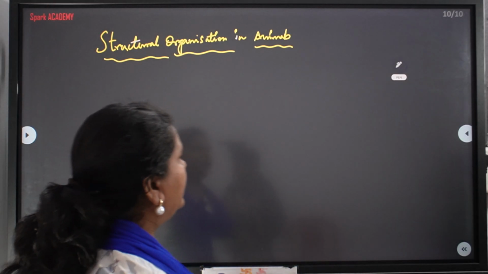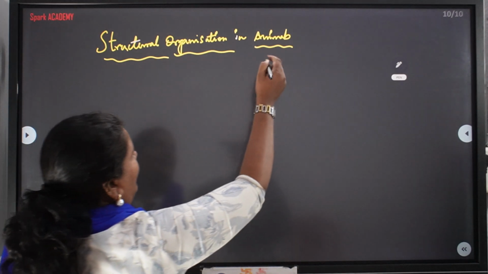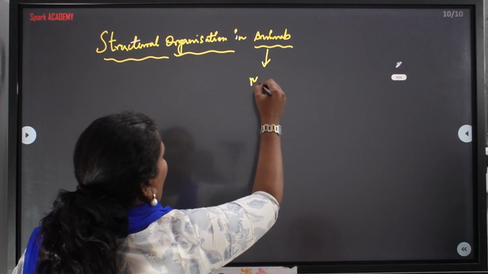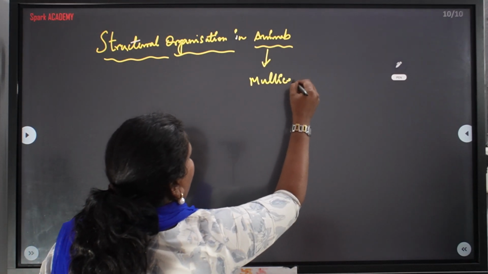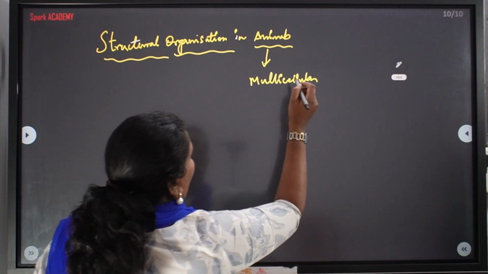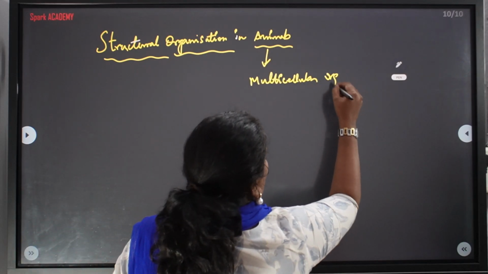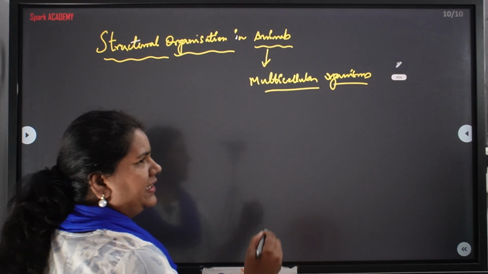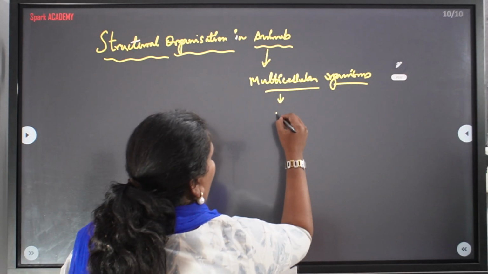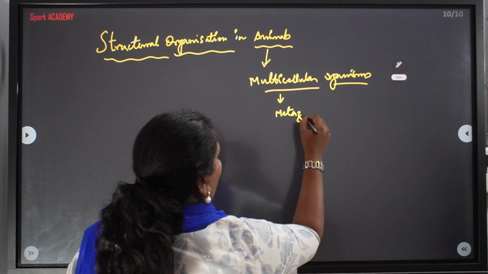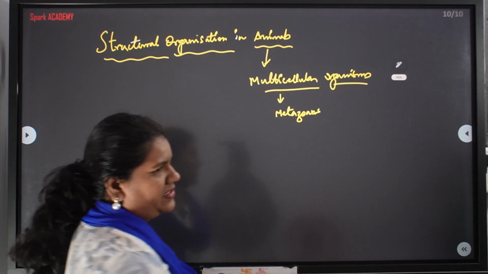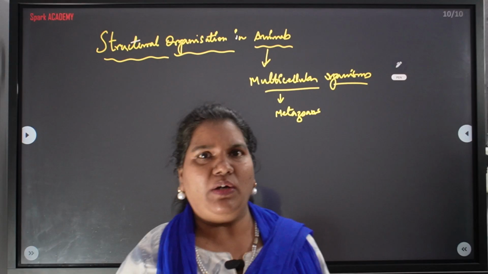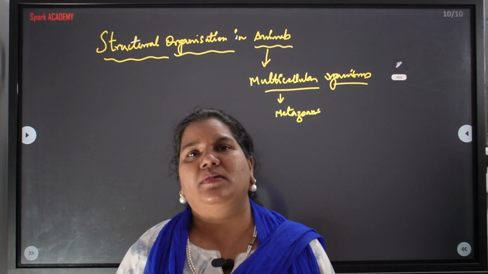Now let's begin with what are animals. Animals are multicellular organisms. Animals are multicellular organisms. For the word multicellular, we use the word metazoans.